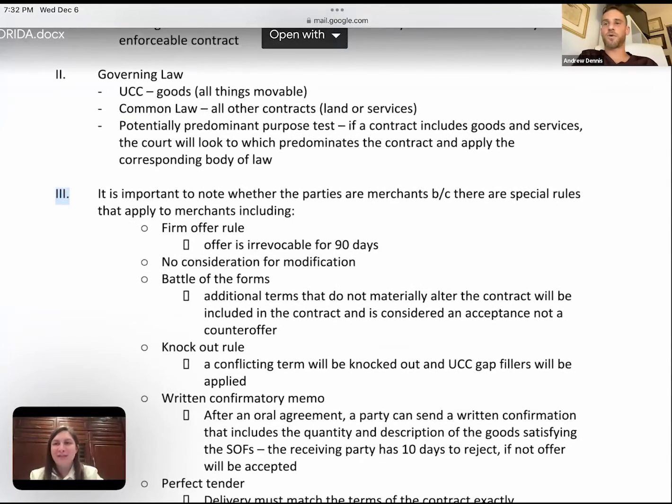Okay, it is important to note whether parties are merchants because there are special rules that apply to merchants, including blank. That phrase is important to note. To me, it's like people who like Parmesan cheese on their pasta, right? I just love it because it's so nice to be like, I'm going to try and get some points here. I'm going to deviate a little bit from the path of my essay, but I'm not going to deviate too far.